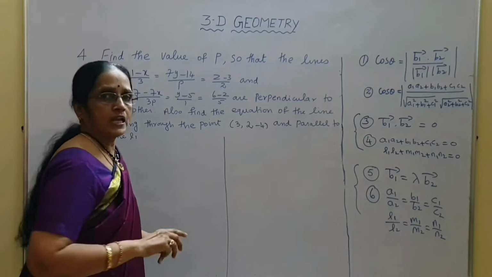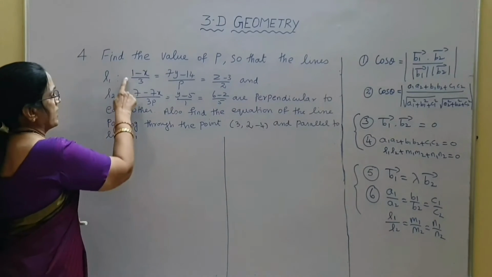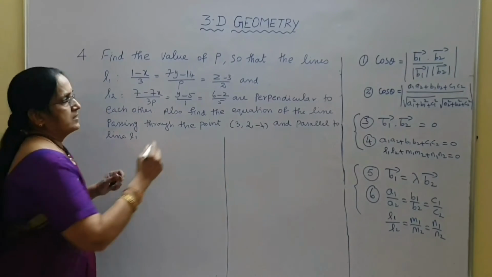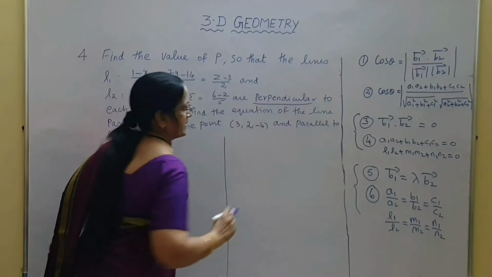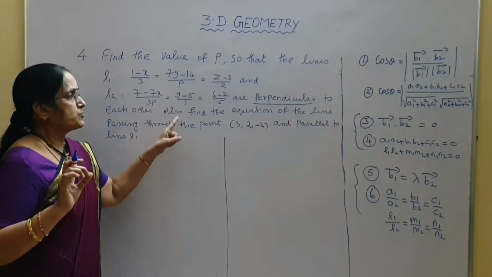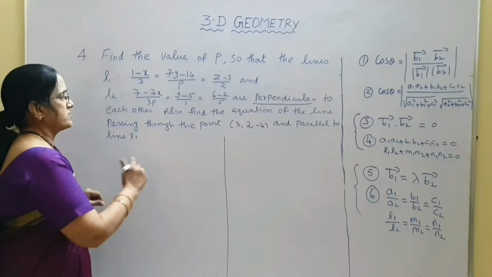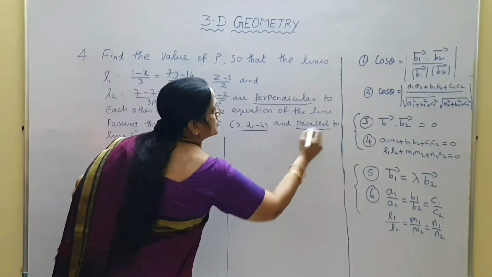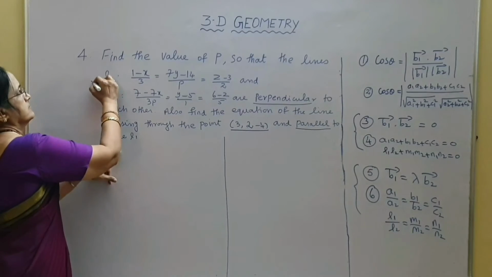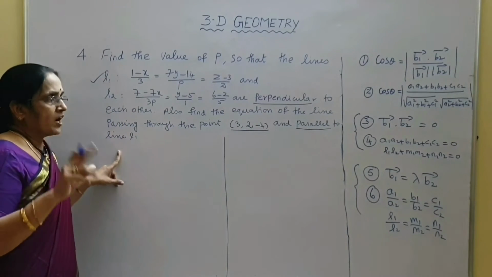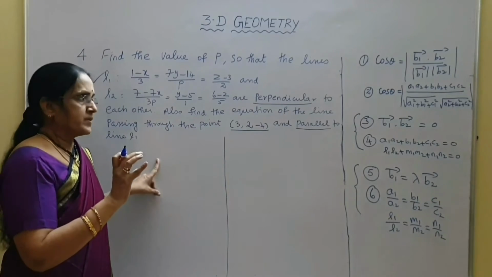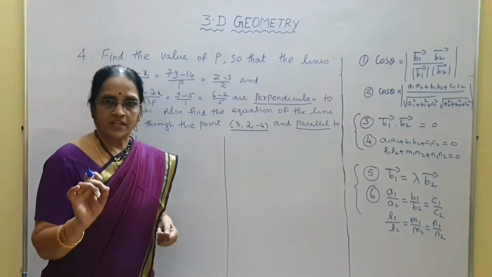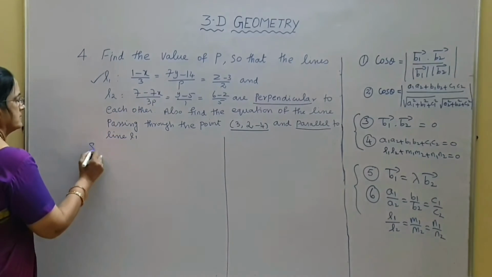Here you have to find the value of p so that these two lines L1 and L2 are perpendicular to each other. So this word perpendicular is very important. And also you have to find the equation of the line passing through the point (3, 2, −4) and parallel to the line L1. You have got two parts in this particular question. Now, this question was asked in the All India 2014 board examination. Let us do it. Solution.